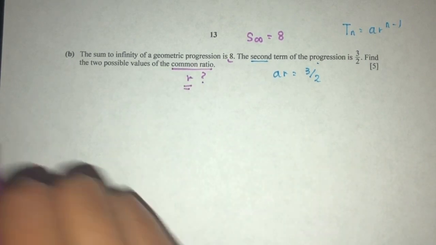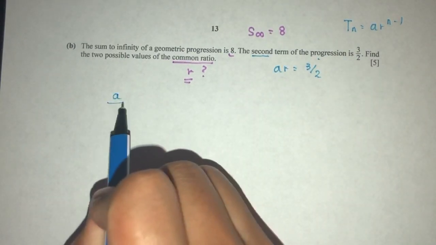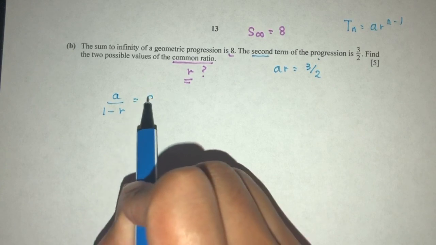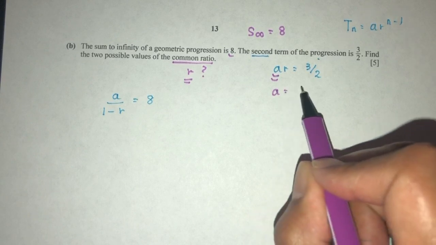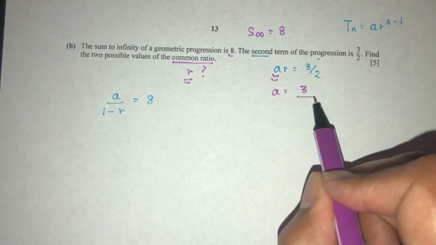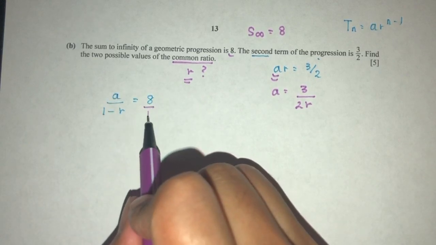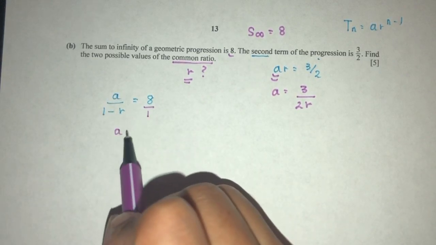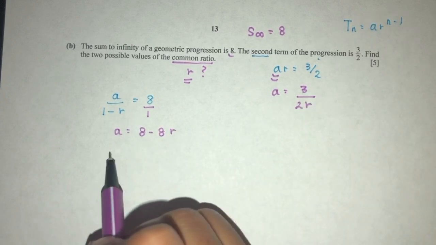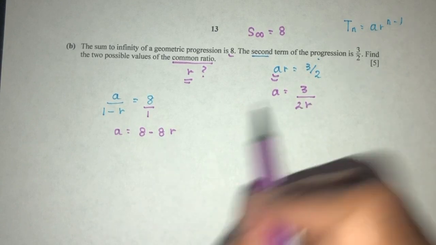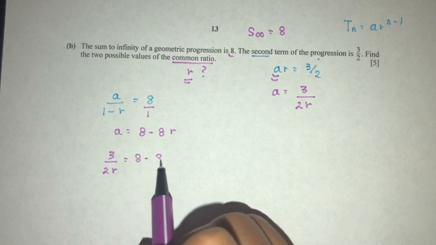So let's find that one by one. What is this equation? We know the sum to infinity is a over 1 minus r, which has to be 8. Here we have a, so replace a with 3 over 2 divided by r. Cross multiplying, we have a is equal to 8 minus 8r. Replace a by this, and you have 3 over 2r is equal to 8 minus 8r.